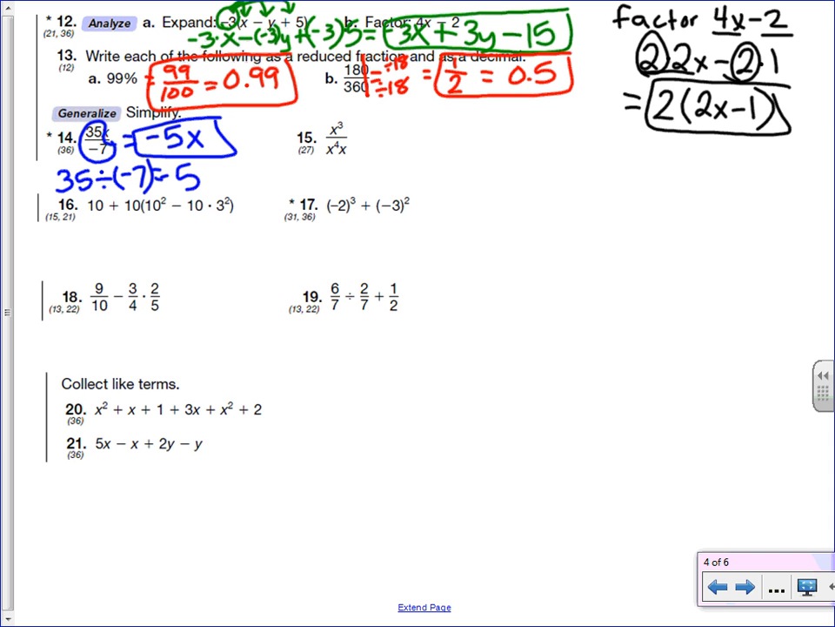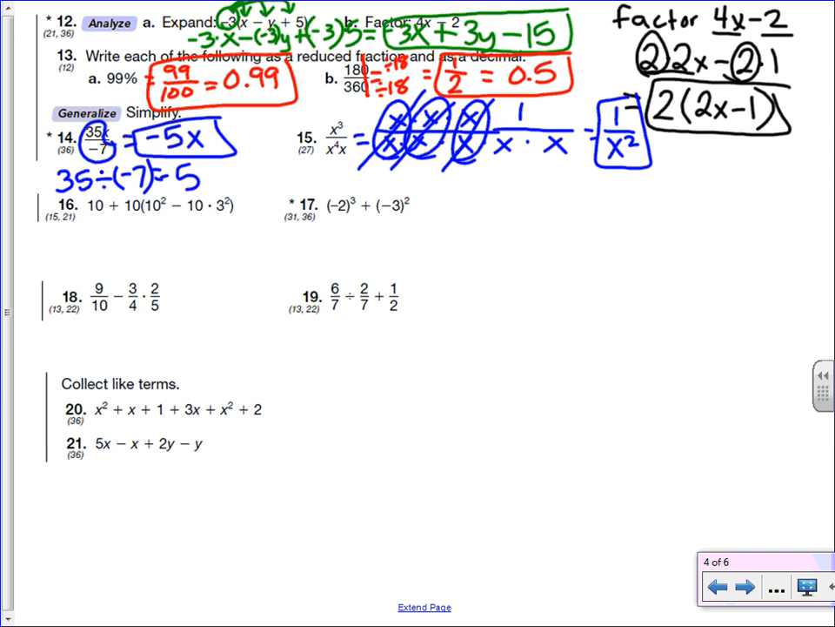Number 15, if I was to write this out, I would say x times x on top, and then x times x times x times x is x to the fourth, and then another x on the bottom. So these ones, since they match up on top and bottom, cancel. And when I don't have anything left on the top, it's really a 1. So I have 1 over x squared because there's 2 x's.